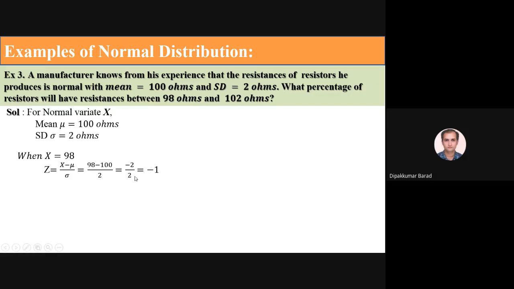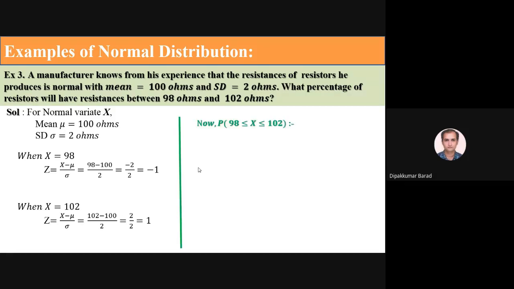So z1 is equal to minus 1, and for x equal to 102, x minus mu upon sigma is 102 minus 100 by 2, which is 2 by 2, equal to 1. So this is your z probability. It means you want to find out the probability of z between minus 1 and 1.